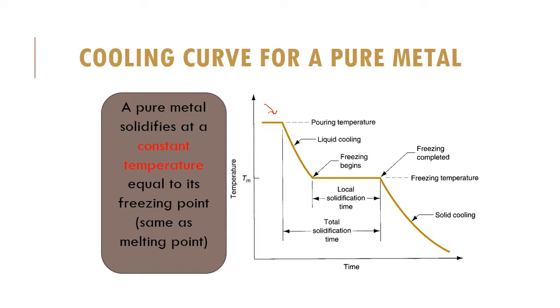During this time, there will be a local solidification time, where the freezing begins until the freezing is complete. This one we call the local solidification time. Then the temperature will start to decrease again. This one we call the freezing temperature. It will go down until room temperature, which is solid cooling. The time from the pouring until the freezing is complete is called the total solidification time.